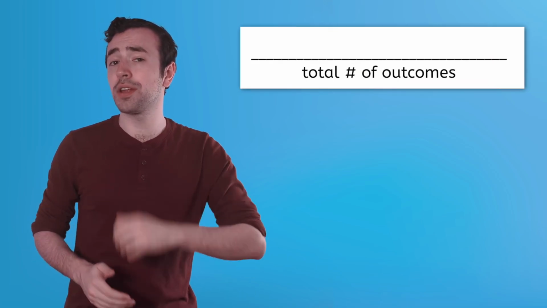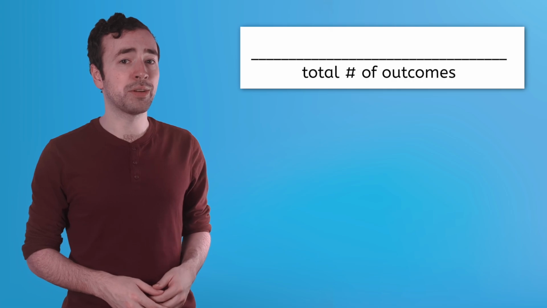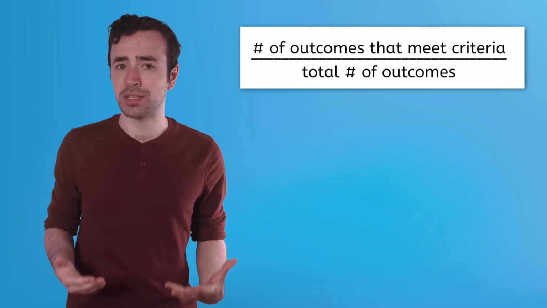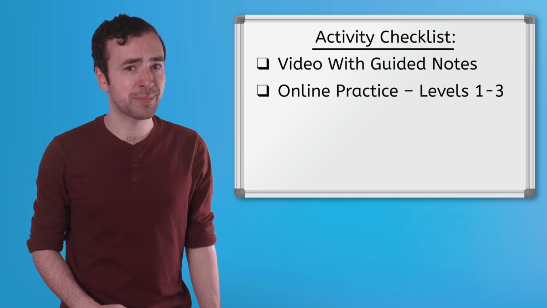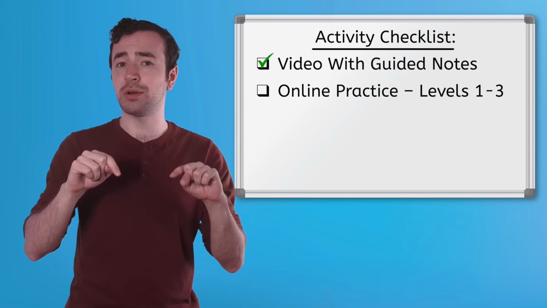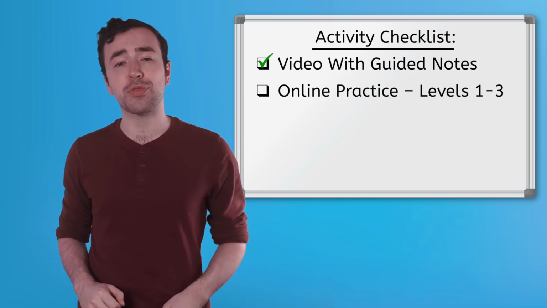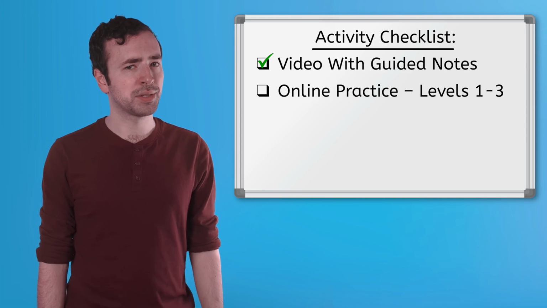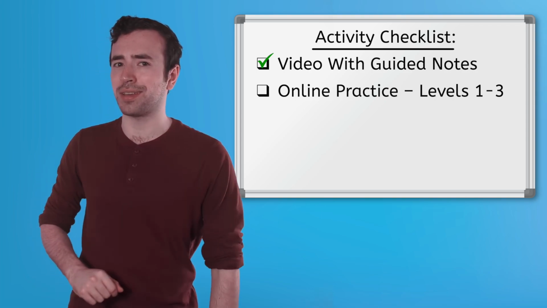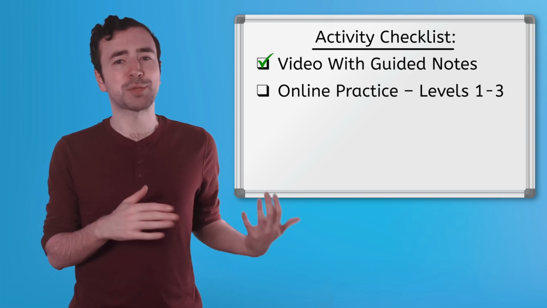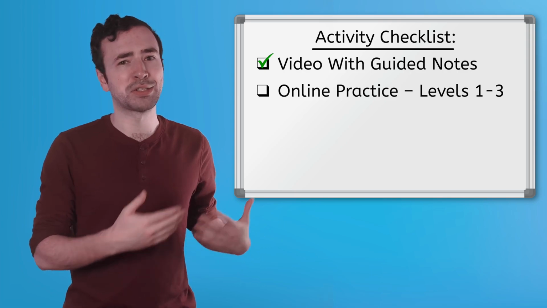As we've seen today, we can find and write probability as a fraction with the total number of outcomes as the denominator and the number of outcomes that meet the criteria as the numerator. We'll keep working with probability, but for today, finish up your guided notes, and then complete levels 1 through 3 of the online practice.